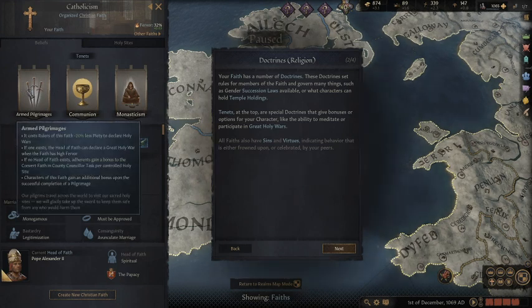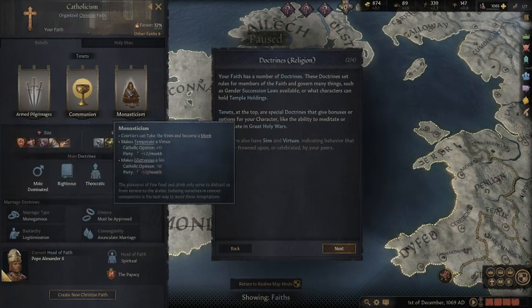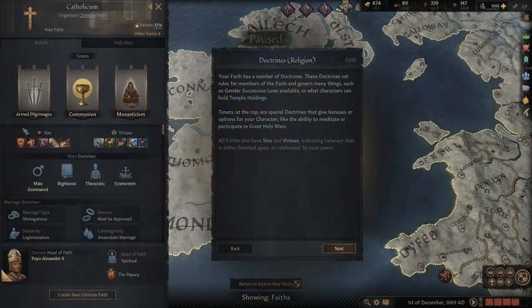Pilgrims travel across the world to visit our sacred holy sites, so you'll gladly take up the sword to keep them safe from anyone who would harm them. Monasticism: courtiers can take the vows and become a monk. Makes temporary virtue. Makes gluttony a sin. The pleasures of fine food and drink only serve to distract us from service to the divine. Isolating ourselves in remote monasteries is the best way to avoid these temptations.